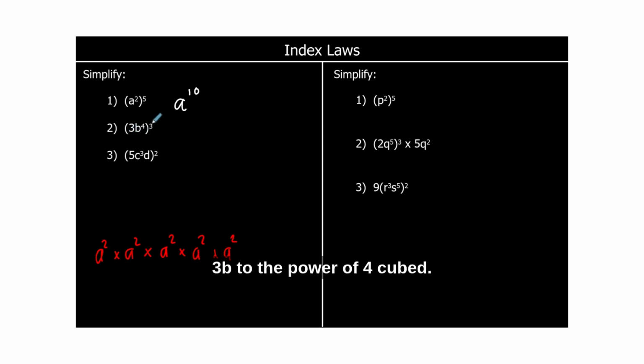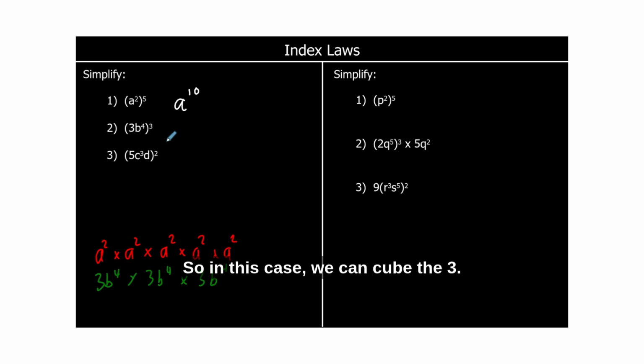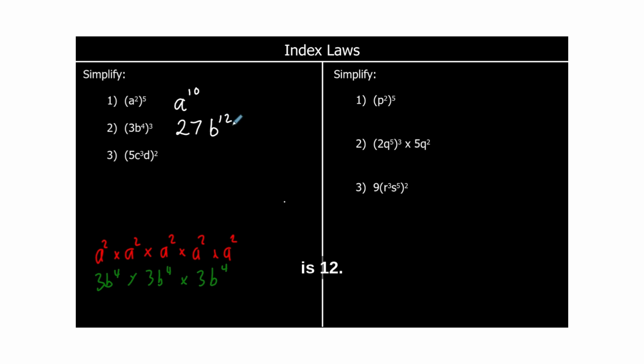B, 3b to the power of 4 cubed. So that means 3b to the power of 4 times 3b to the power of 4 times 3b to the power of 4. So in this case, we can cube the 3. 3 times 3 times 3 is 27. And then you can just multiply these powers. b to the power of 4 times 3 is 12. And if you added the powers, 4 plus 4 plus 4 makes 12.